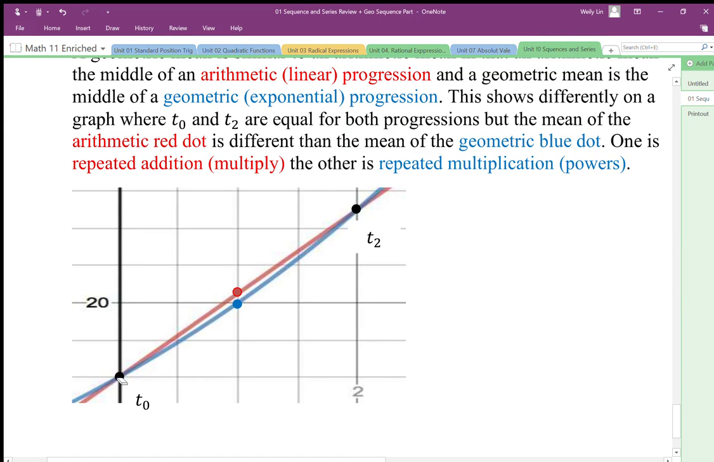It is to do with powers. I can multiply the outsides and root, not divide but root, to get the middle. And that's the difference between arithmetic progression and geometric progression. Also the difference between linear progression or linear functions versus an exponential function.